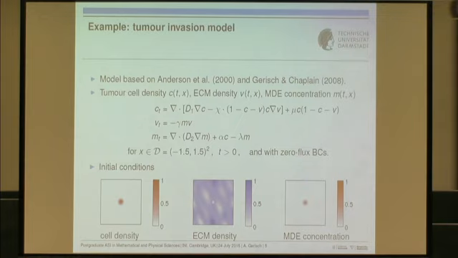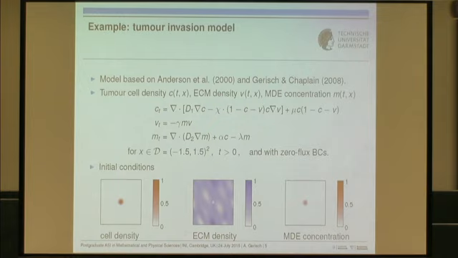This diffuses in the domain, degrades the matrix a little bit here, and that makes room for invasion of the tumor cells, which also proliferate. So we'll have a look at this example again later. We have a couple of parameters here: some diffusion constants, a proliferation rate, a production rate, decay rates, and so on.